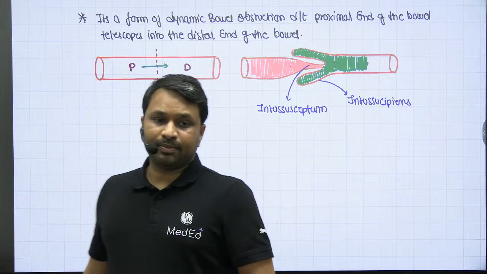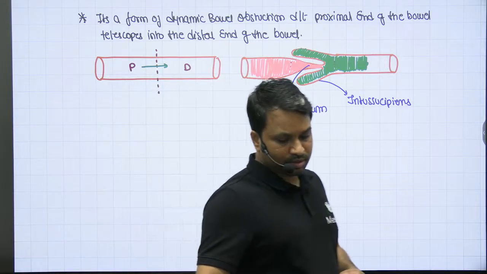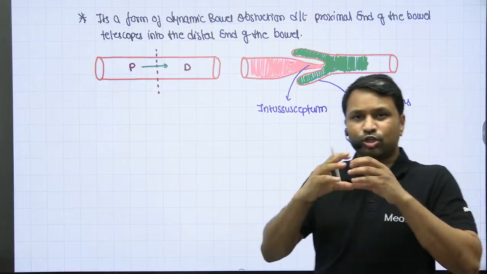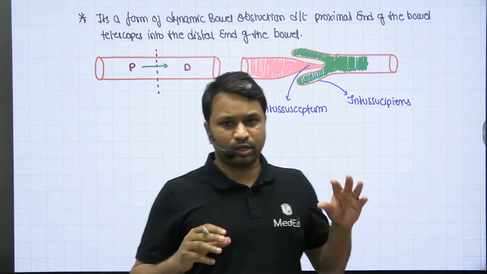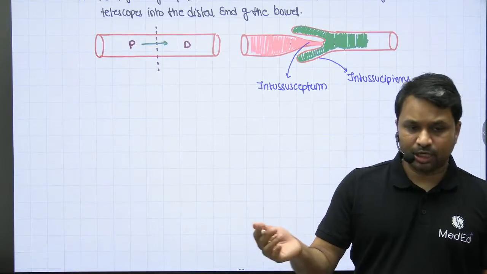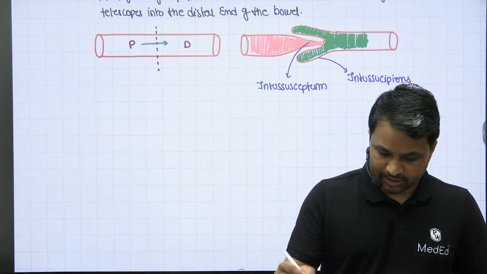So the intussusceptum and the intussuscipiens, right? What is going to happen is the vascularity of the bowel part which has gone inside is going to get compressed, hence it is going to undergo tissue necrosis. You don't want that to happen. Now, not everybody can develop an intussusception. So what are the risk factors?